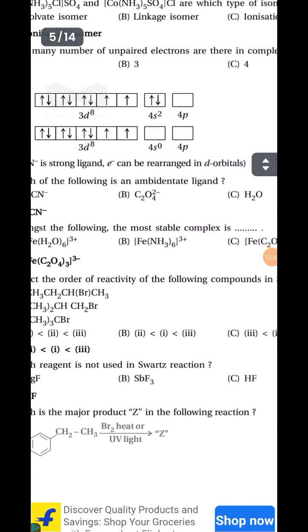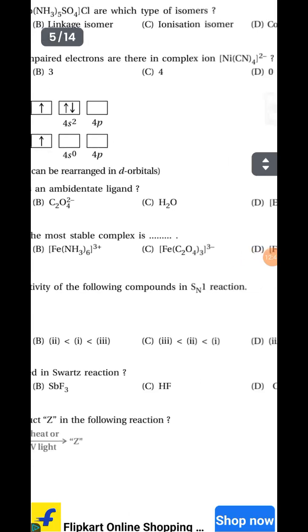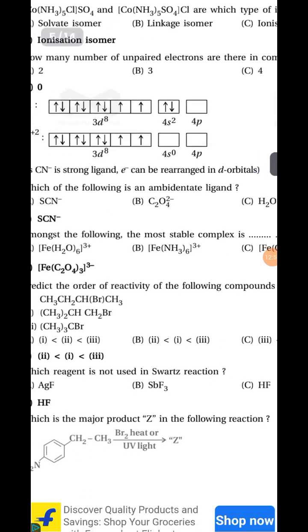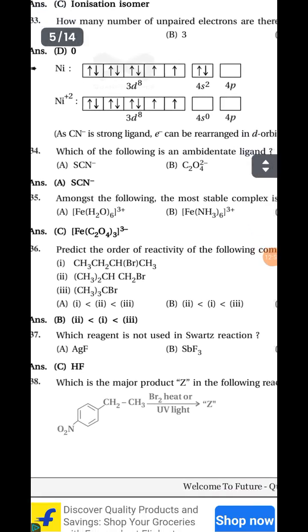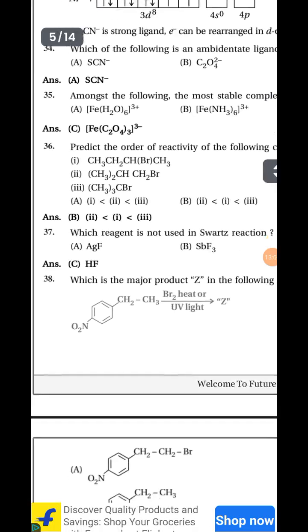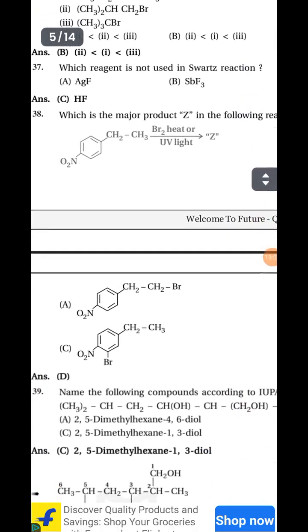Predict the order of reactivity of the following compound in SN1 reaction. This I had given you the concept, easily you can check it out. Which reagent is not used in your Swarts reaction? HF, it is not used in your Swarts reaction. So here you can check it out.